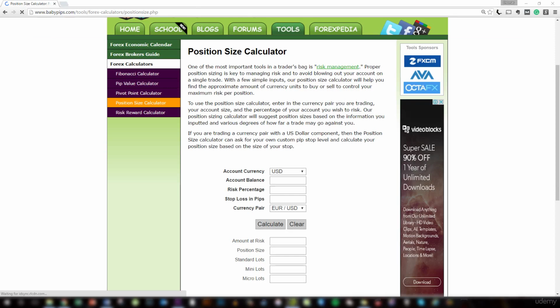Using the Baby Peeps calculator is easy. Just start by selecting your account currency, input your account current balance, and then input the risk percentage that you have actually calculated using the checklist method. You should also have your stop loss that you have identified from before, so also key that in and choose the currency that you wish to trade, and then click calculate.